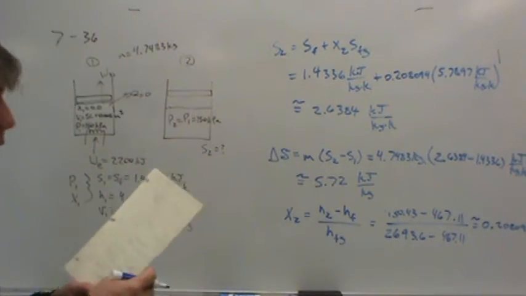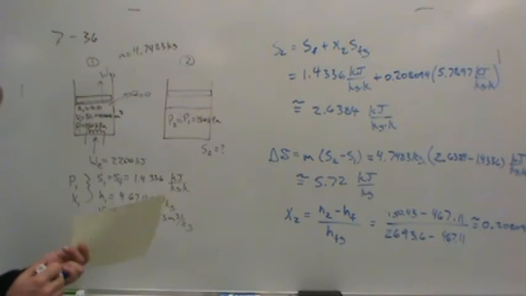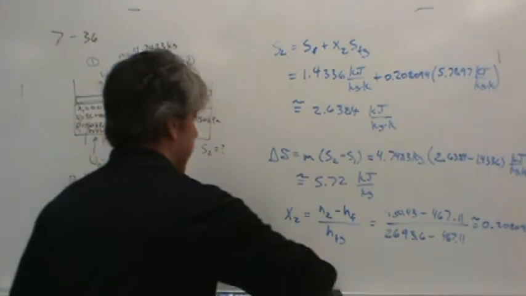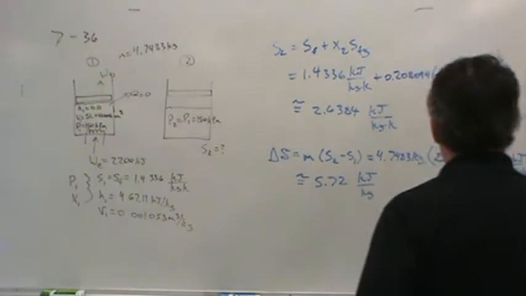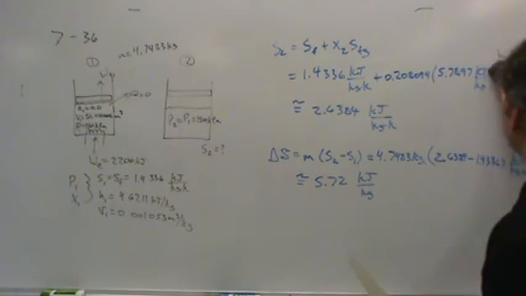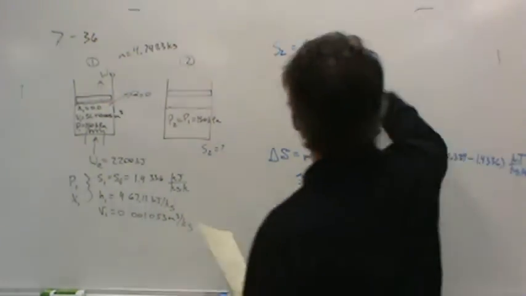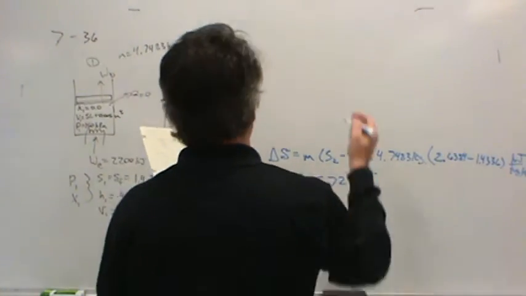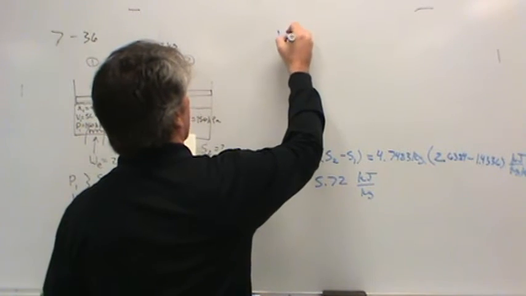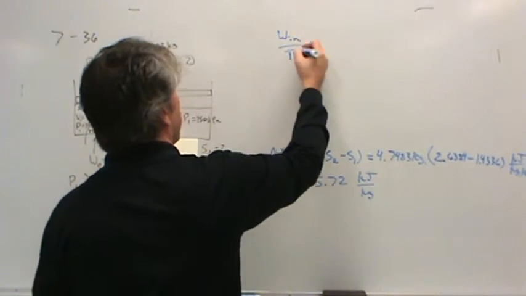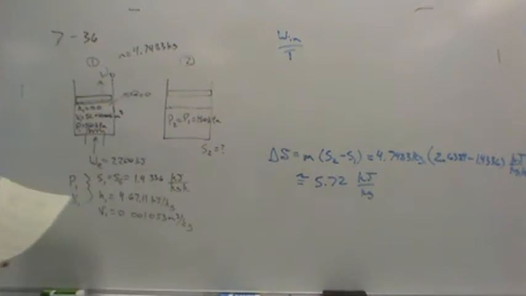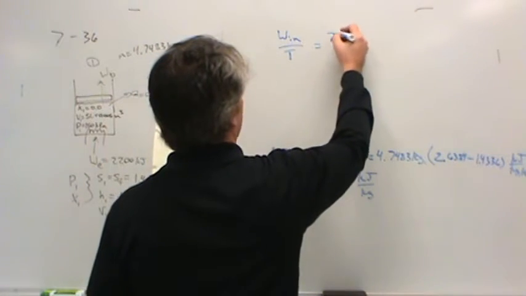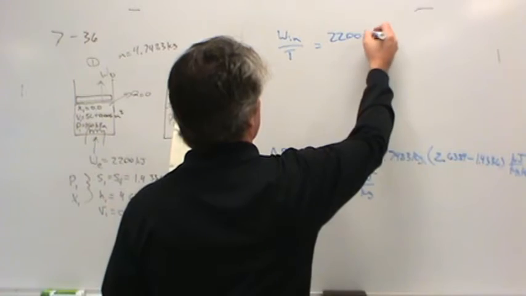Okay? Now, you may look at this and say, you know, I didn't understand all this. I did it a different way, and I got exactly the answer at the bottom of the page. So let me show you how you can do that. There's actually a really short way to get the entropy change. You'll notice that if you take the work in and divide it by the absolute temperature of the system. That would be 2,200 kilojoules.